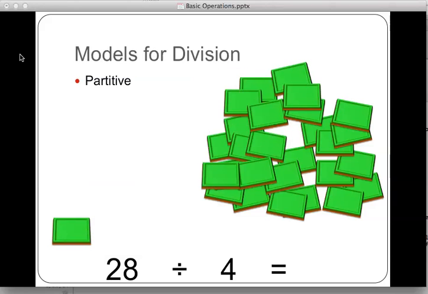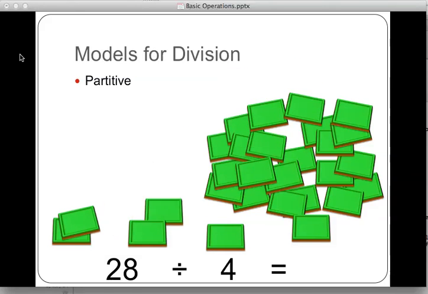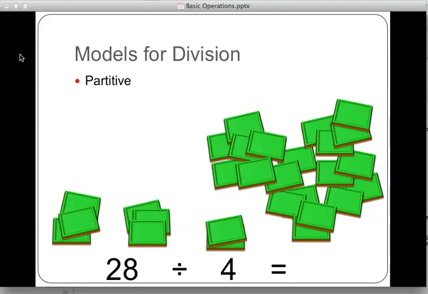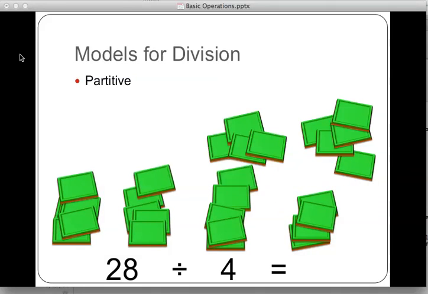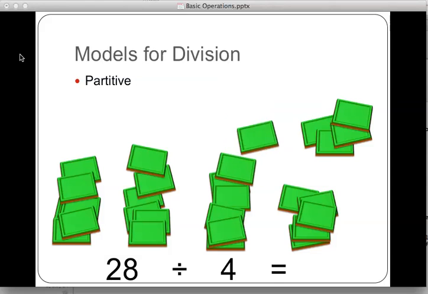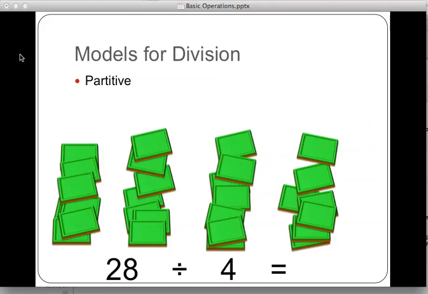In the real world, we'd solve it kind of like dealing cards, parting out the cards. You get one, you get one, you get one, you get one, and so on until we run out. This is called partitive division. We encounter this in the real world just as we do measurement.